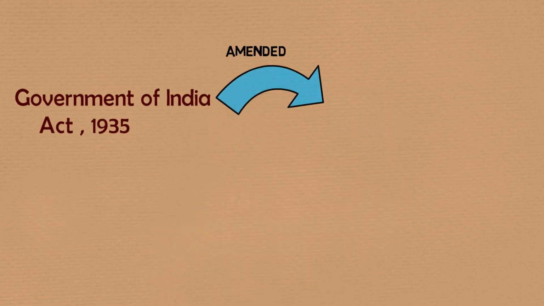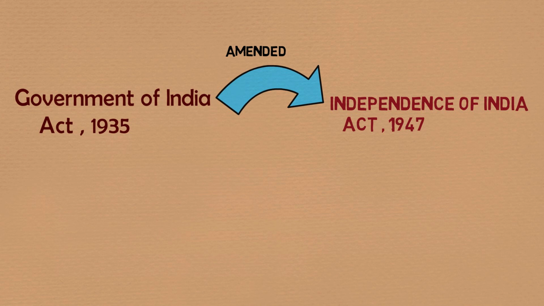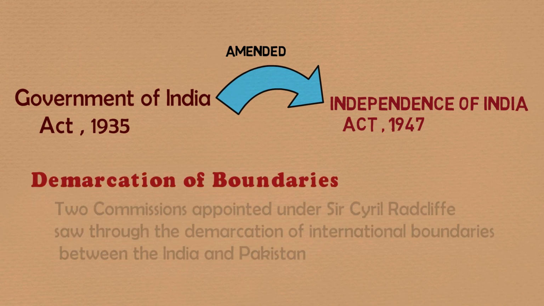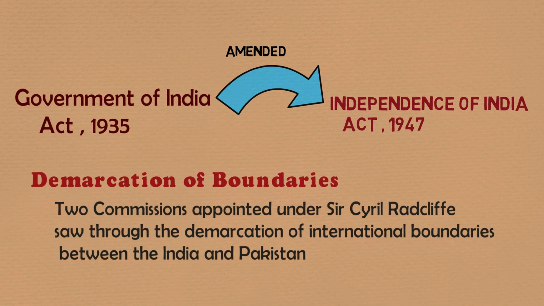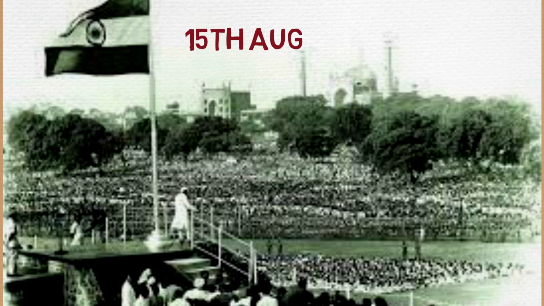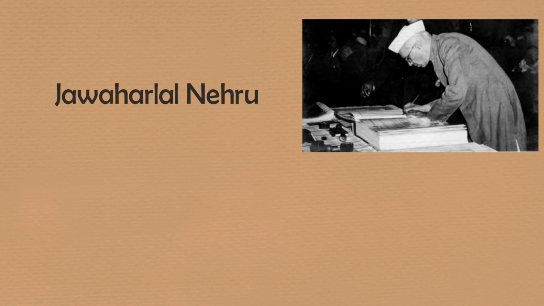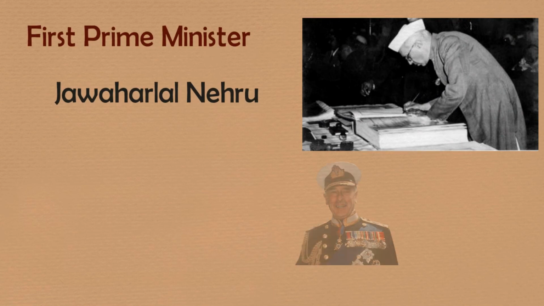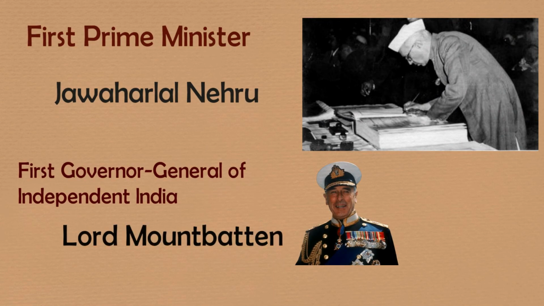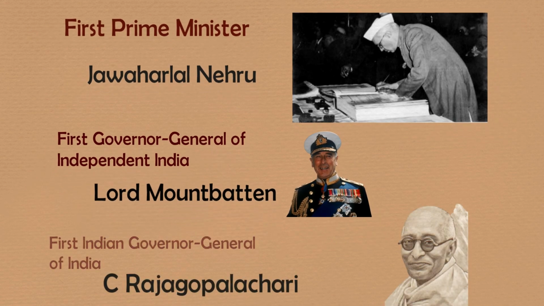Finally, the Government of India Act 1935 was amended to form the Independence of India Act 1947. The date of independence for both these nations was fixed for 14th and 15th August 1947. 2 commissions appointed under Sir Cyril Radcliffe saw through the demarcation of international boundaries between these 2 countries. On the stroke of midnight of 15th August 1947, India finally achieved its independence. Jawaharlal Nehru became its first Prime Minister. Lord Mountbatten continued to be the Governor General for a while until he was replaced by C. Rajagopalachari.